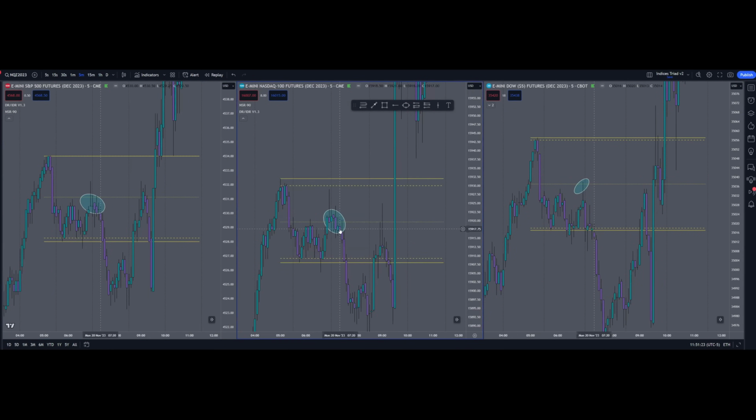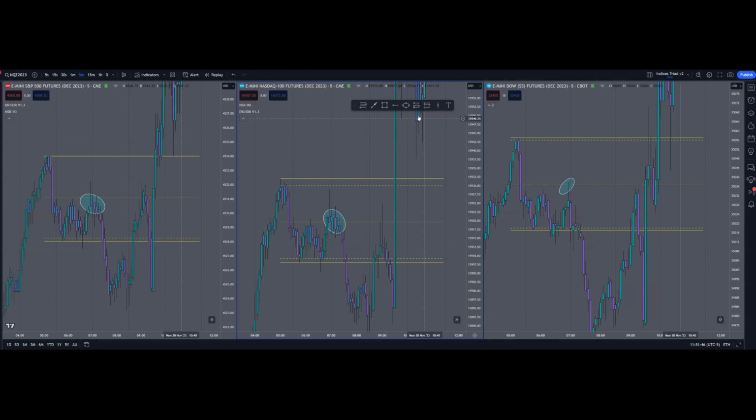Look how the bodies and the wicks basically respect this 50%. YM wicked this once, came back down, created your imbalance at 7 o'clock, then the wick basically redelivered this here. So this area is now balanced, and then it dropped. We don't really trade YM. I mean, you can, if that's your jam, then go for it. I trade ES or NQ, mostly NQ. So in this case, what do you short? Doesn't matter.